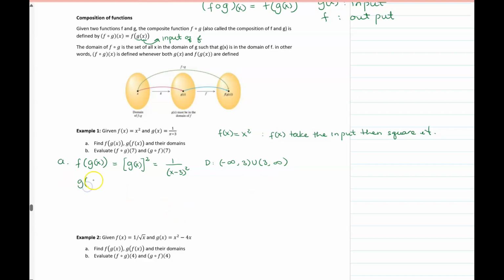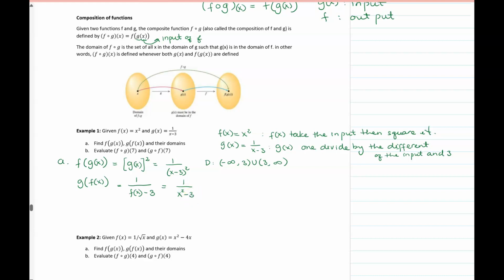Now g of f of x. So g of x equals 1 divided by x minus 3. In words, we take 1 divided by the difference of the input and 3. We take the input, and we subtract 3 from it. So that is 1 over x squared minus 3.